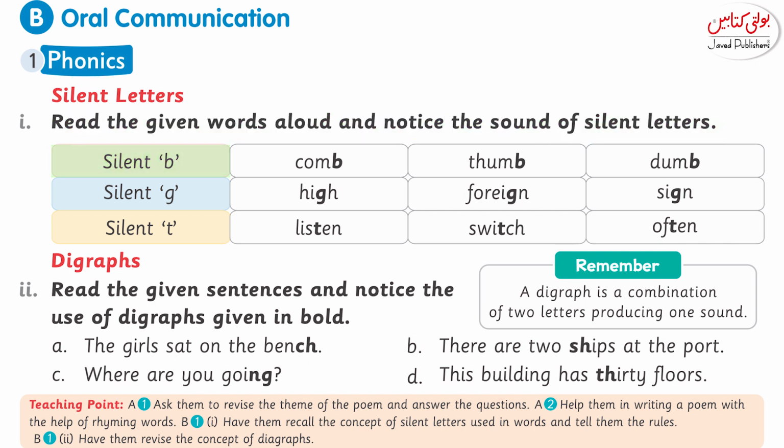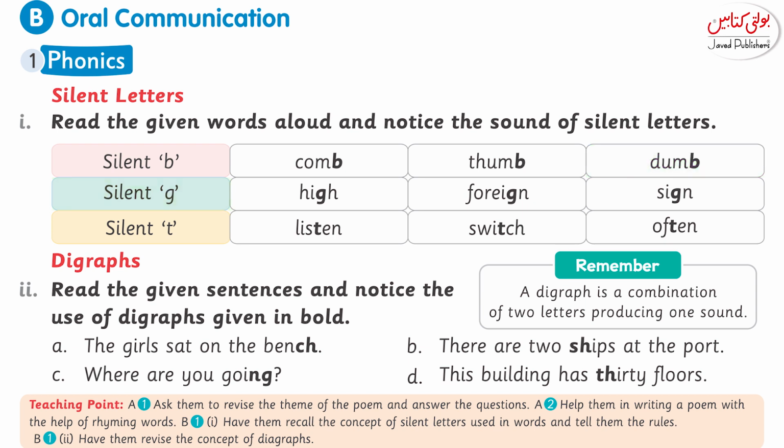Number 1, silent B. अब हम ऐसे words पढ़ेंगे जिसमें हम B silent रखते हैं, यानी कि जब हम वो word pronounce करते हैं तो B की sound नहीं आती. हमारे पास examples हैं comb, thumb, dumb. It's not comb, thumb, dumb. B is silent, so the correct pronunciation of this word is comb, thumb, dumb.